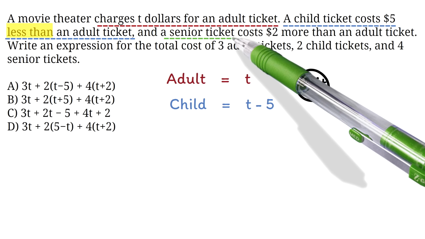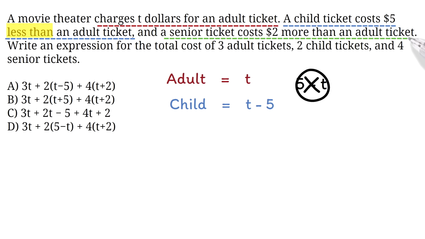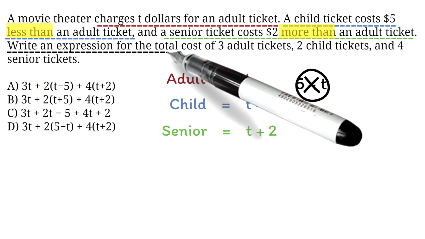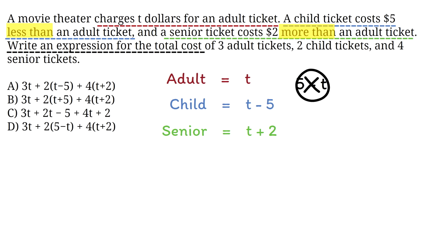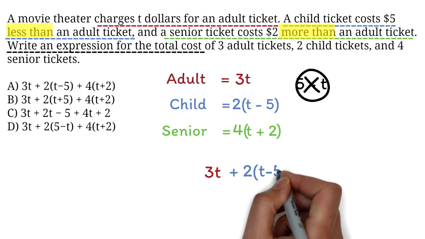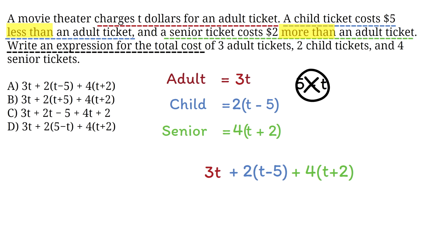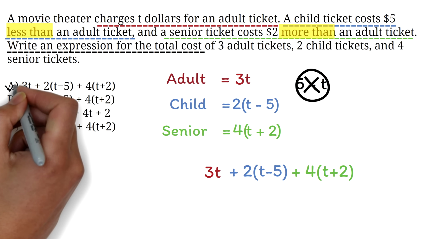Next, we know that a senior ticket costs $2 more than an adult ticket. More than means addition. We know an adult ticket is T, so a senior ticket will be T plus 2. We are supposed to write an expression for the total, so we know we will be adding. We have 3 adult tickets, 2 child tickets, and 4 senior tickets. So we will have 3T plus 2 times the quantity T minus 5 plus 4 times the quantity T plus 2. The correct answer is therefore option A.